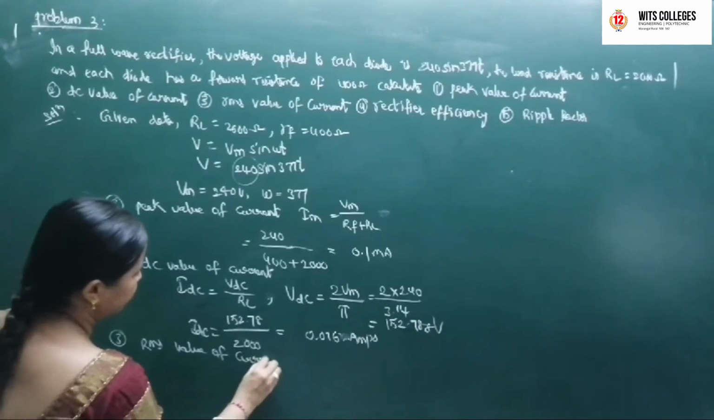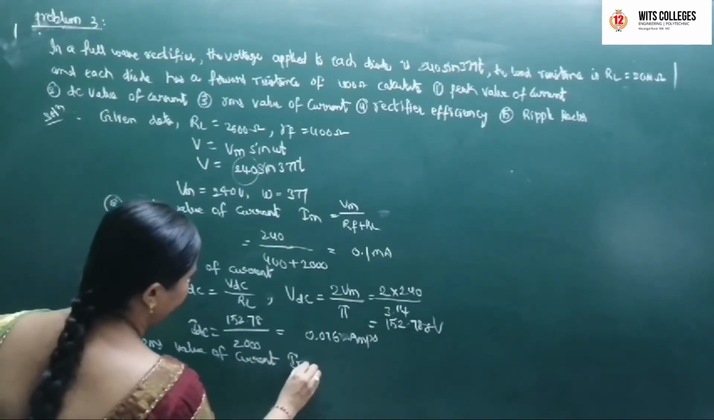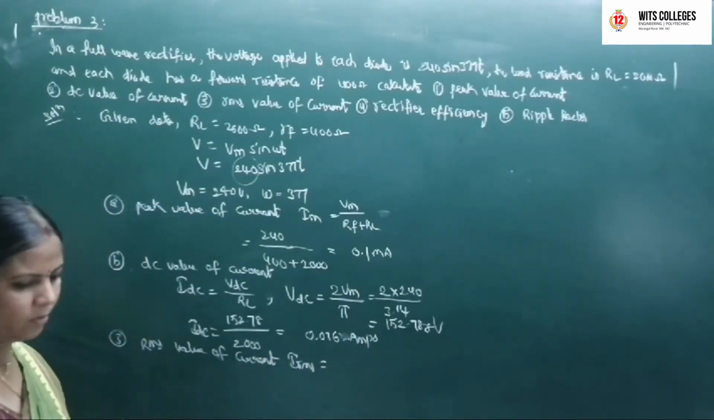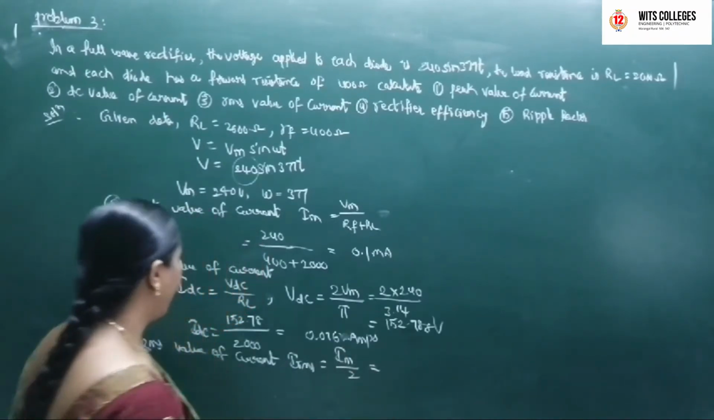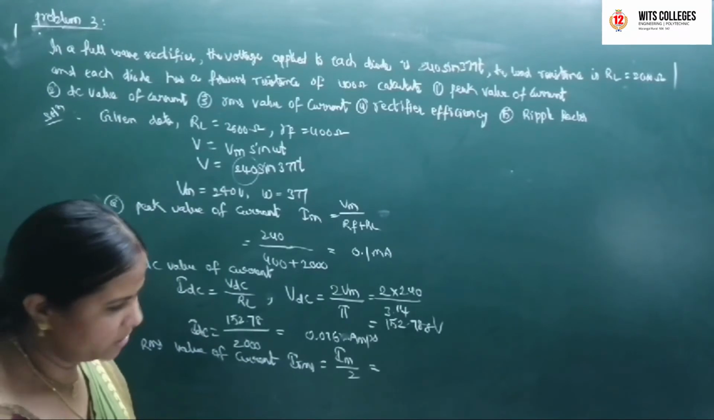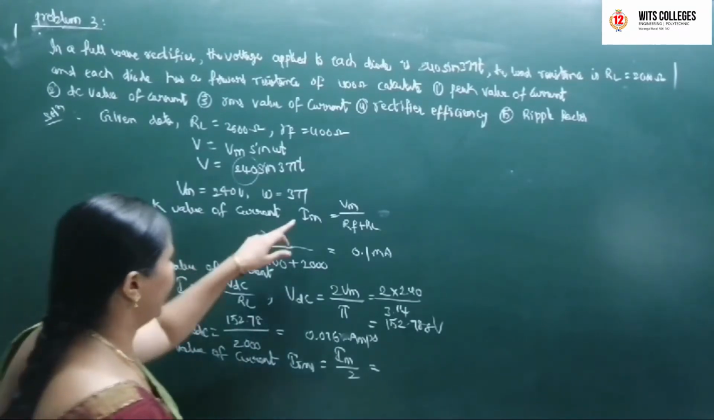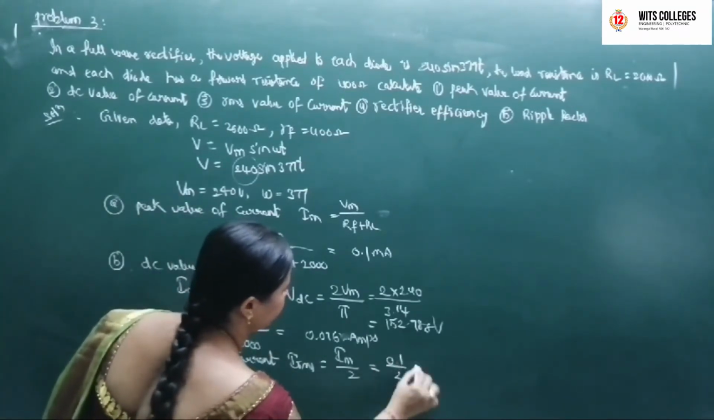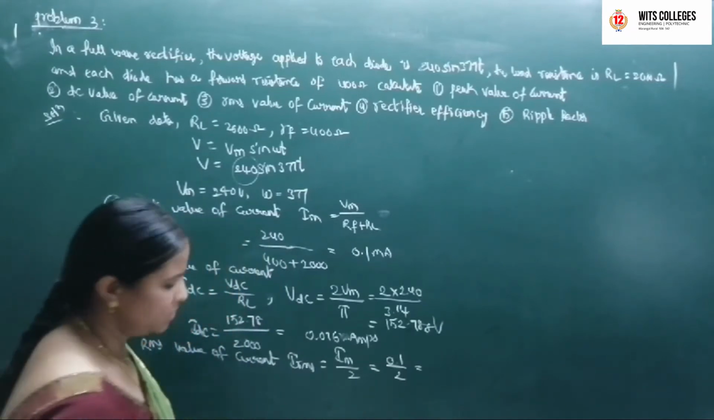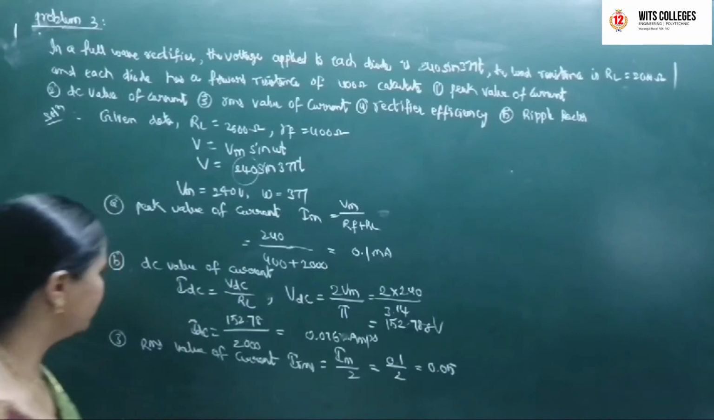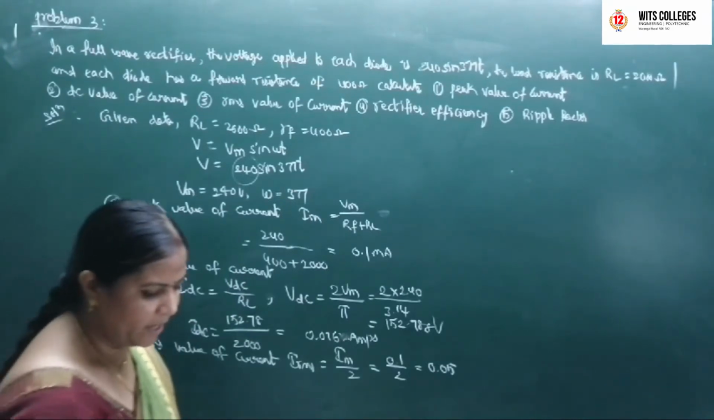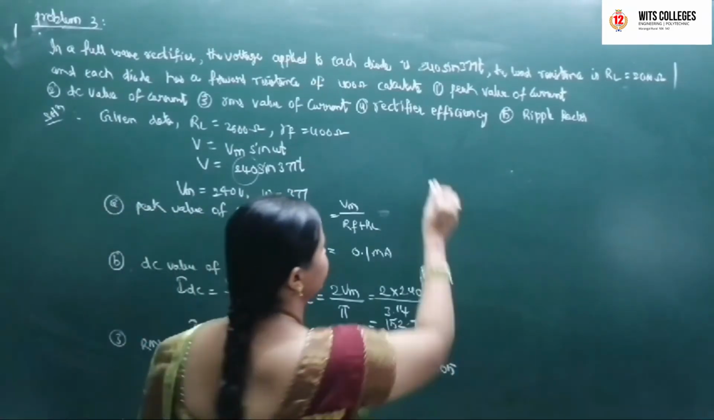So coming to the next one, we have to calculate the RMS value of current. IRMS equal to Im by 2. So Im value is 0.1 by 2, you will get 0.05.